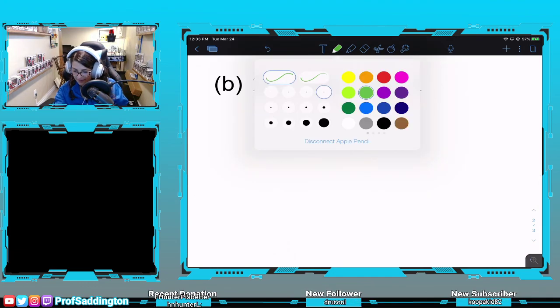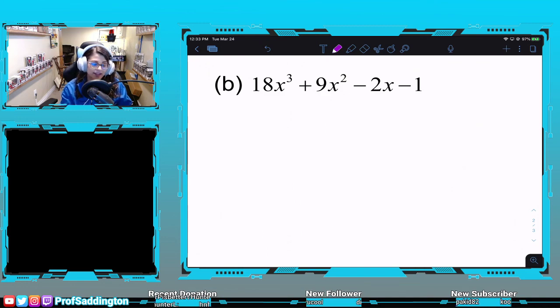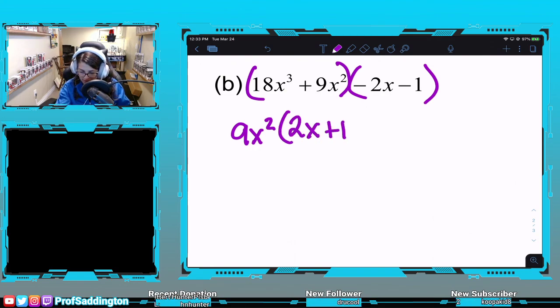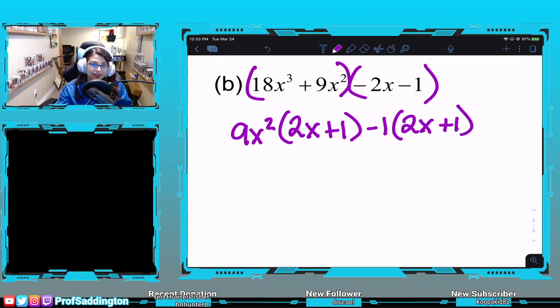So let's try that again. We have 18x cubed plus 9x squared minus 2x minus 1. So we're just going to look at them individually first, and then we're going to factor out their GCF. So in the first one, 9x squared is our GCF. We're left with 2x plus 1. And now in the next bundle, we see that they're both negative, which means I want to factor out a negative. So I'm going to factor out a negative 1, which will make everything inside there positive.